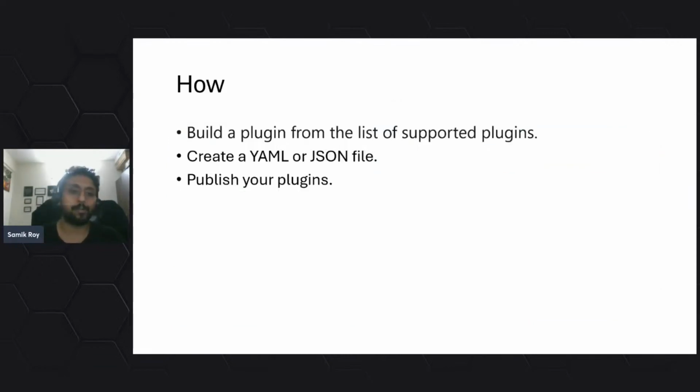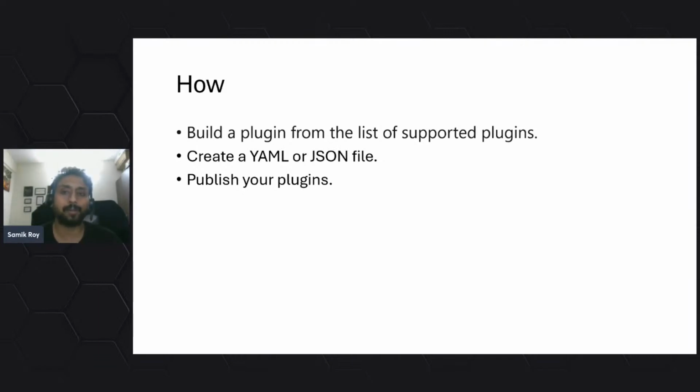And how do we do that? Just build a plugin from the list of supported plugin types, which is API, GPT, and KQL. And obviously, as of today, you get to upload both YAML and JSON files, so use any of them. Now, depending on what kind of plugin you are using, for example, if you're using a KQL one, that can be a single file itself, wherein you write everything within the same YAML file, as well as the query.